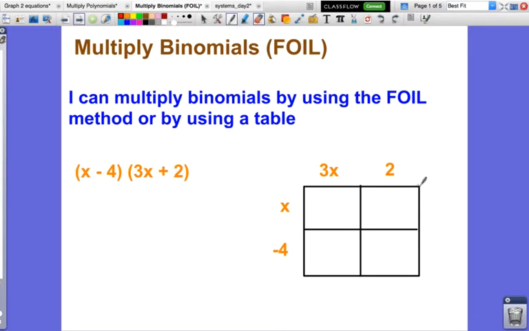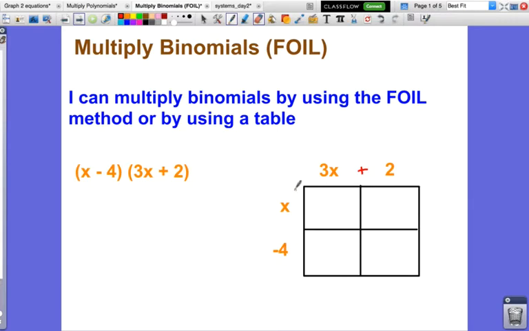So I have a quick table. I have my 3x plus 2 on the top. I also have my x minus 4 on the side. It doesn't matter which order. I could have had x minus 4 up here and 3x plus 2 down here. It wouldn't change anything. So which piece you put on top and which piece you put on the side doesn't matter. Just make sure you carry the sign with it. So because this is minus 4, I'm going to put a negative 4 down here. So I'm bringing the minus sign with my 4 in this piece.